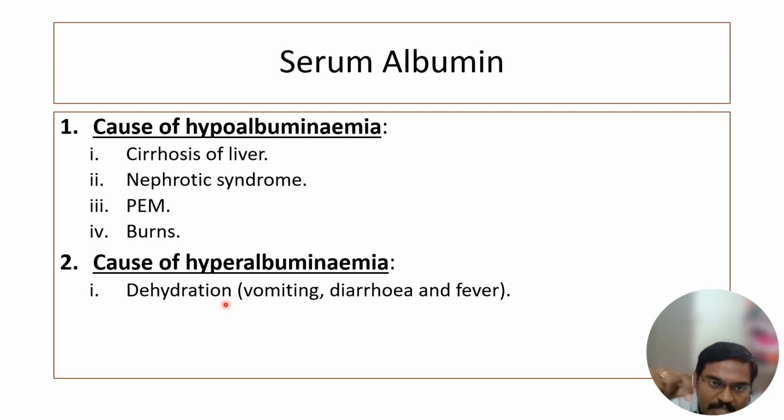If I add 5 teaspoons of sugar to both cups, which cup will have the sweeter water? The cup which has less water, right? Here I added an equal amount of sugar, but the water volume is reduced, so it shows as if the sugar is high. Same concept here. The water is getting excreted in the form of vomiting, diarrhea, fever, or insensible fluid loss. Even though the exact amount of albumin is present, since the water volume in the blood is reduced, it will show as if the albumin is increased. So one of the common causes of hyperalbuminemia is dehydration, that is vomiting, diarrhea and fever.